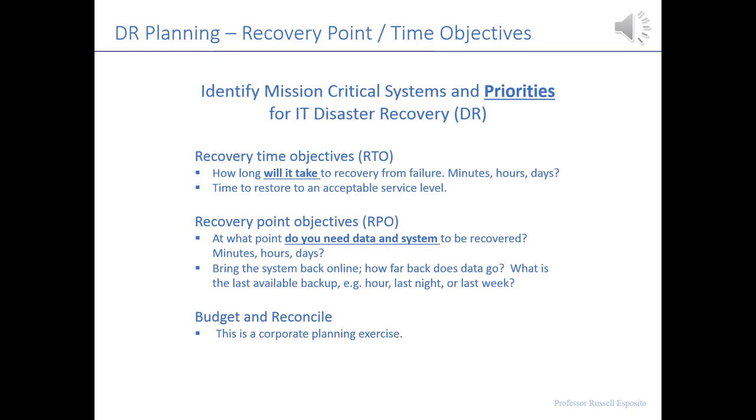And then you compare that to the next parameter. What's the objective? What do you need? When do you need these systems to be restored? At what point do you need data and systems to be recovered? Is it minutes, hours, days? Does it match that? If you have a critical system that might take days or hours to restore, but the company feels it needs to be recovered in minutes, then the recovery time is different than the recovery point objective. You need to invest more in it.